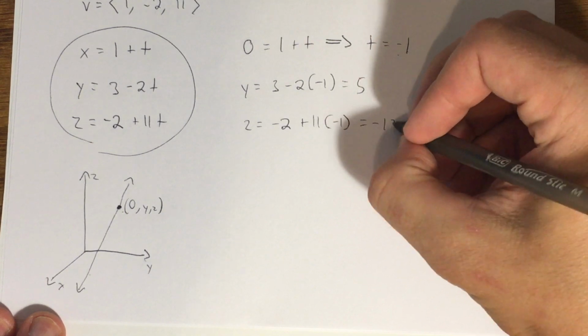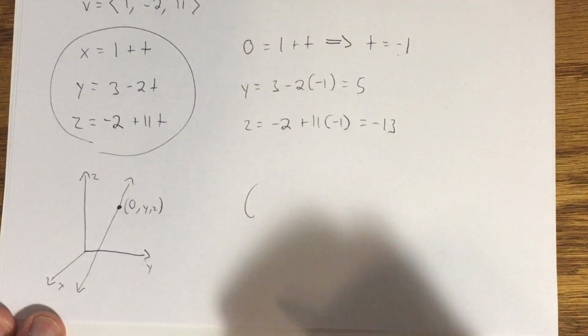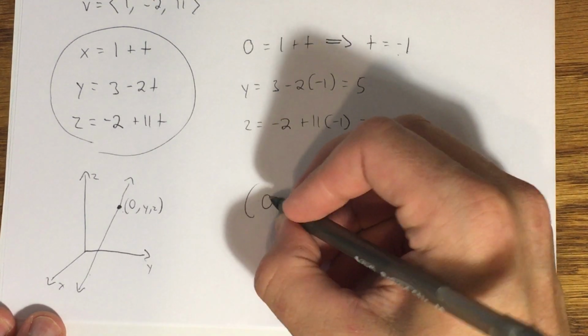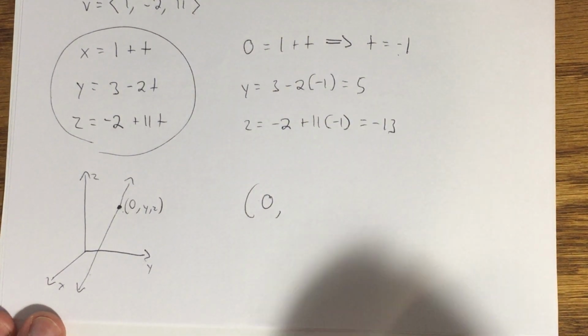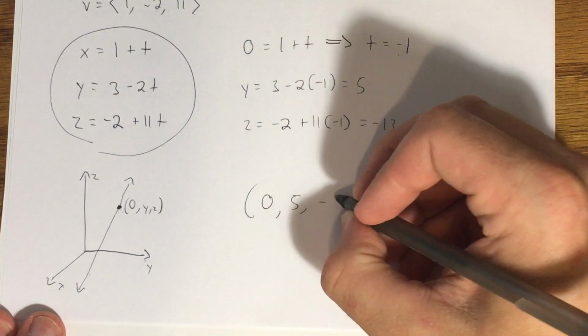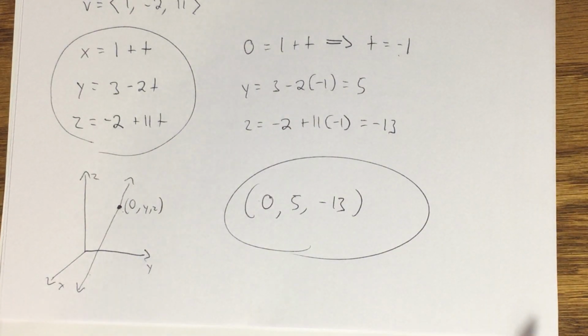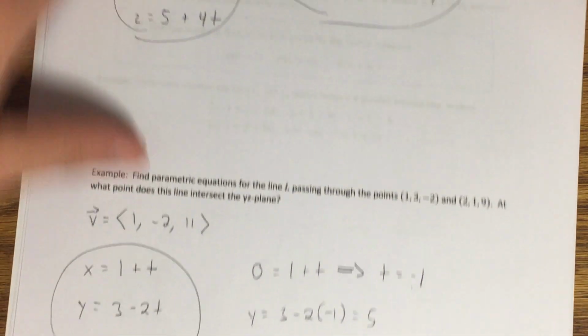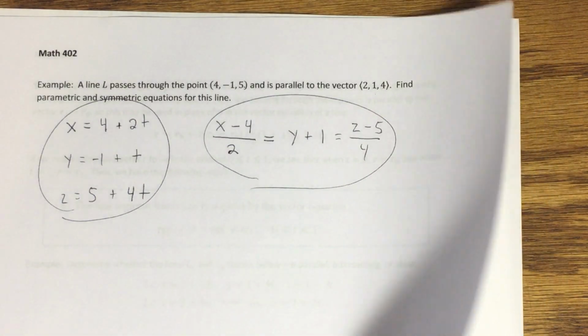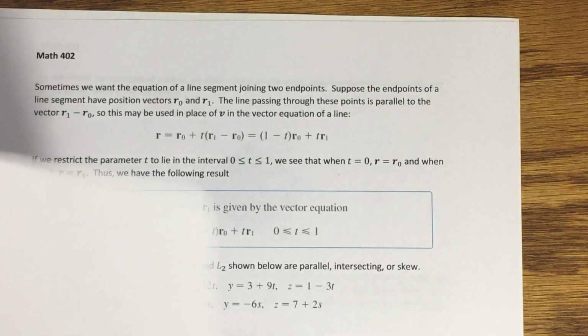That's negative 13. So that means, remember, it passes through the YZ plane where x is equal to 0. So we have a 0 there, 5, negative 13. That would have to be the point at which that line intersects the YZ plane. All right, more to that problem than the previous one. It's more of an interesting problem.